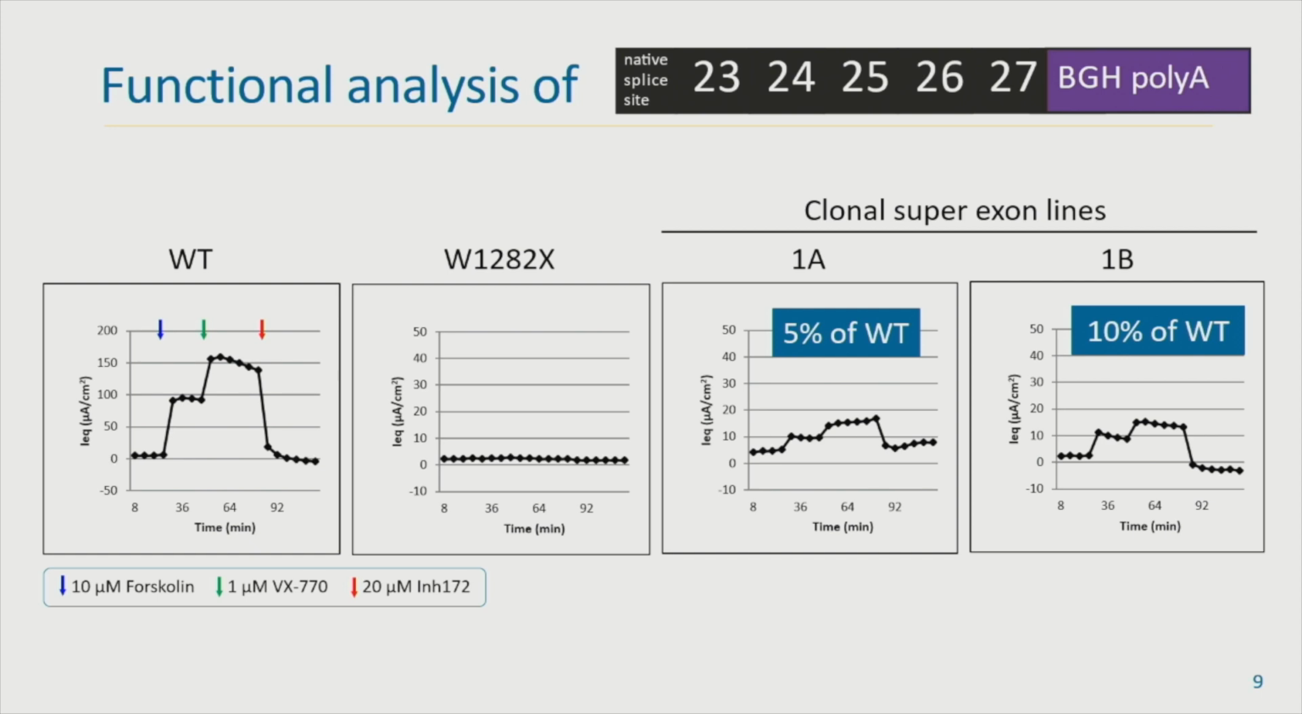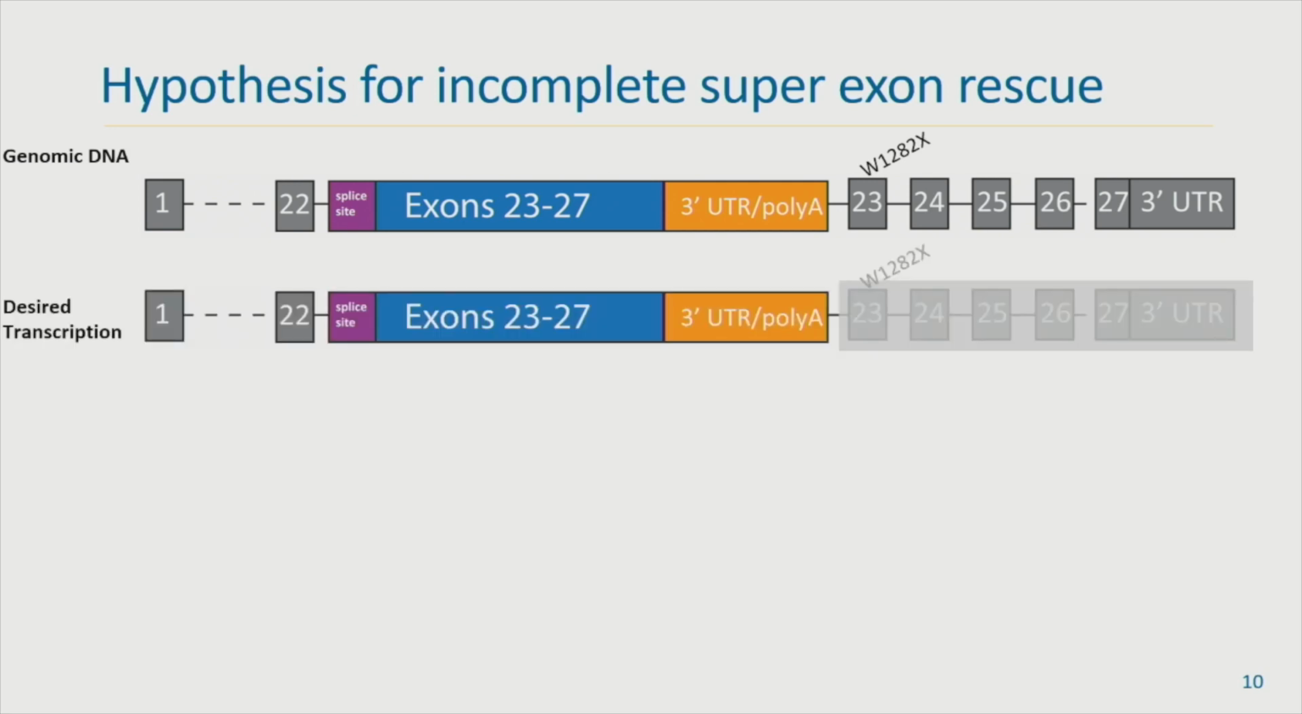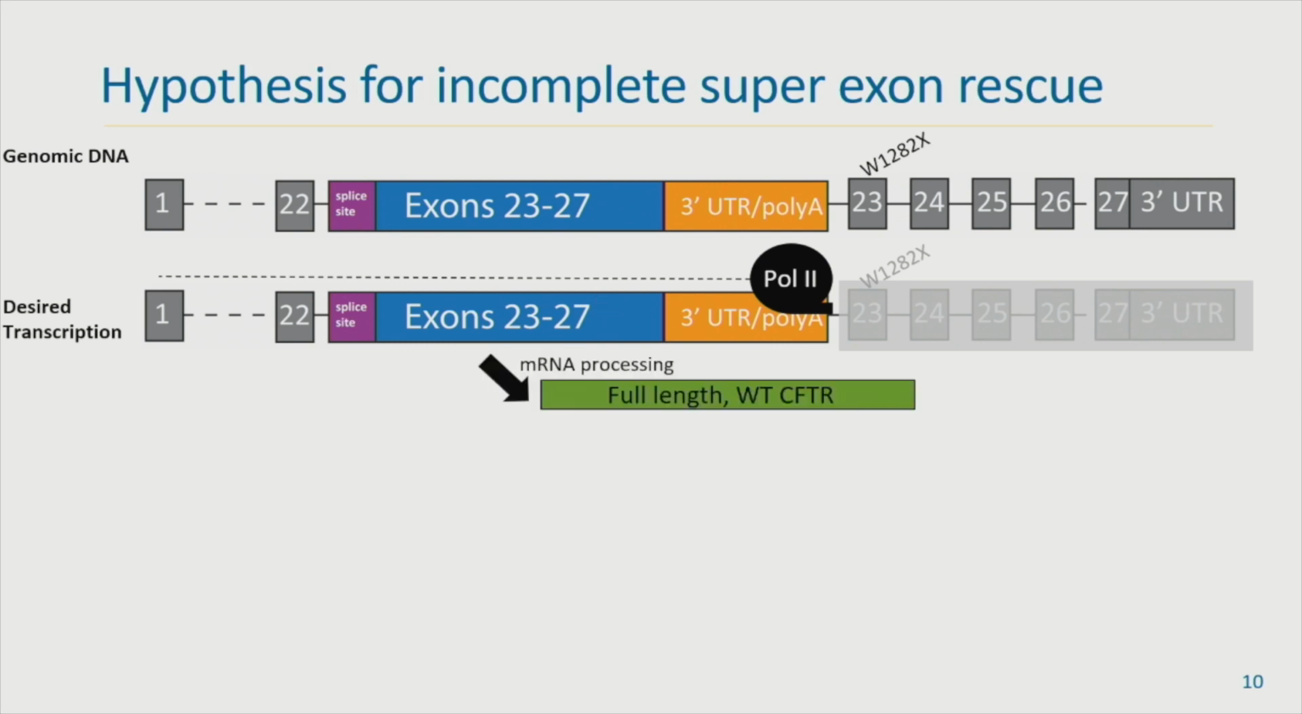So we did some sequencing and other characterization and developed this hypothesis for why we were seeing incomplete superexon rescue. This is what the genomic DNA looks like when a superexon is inserted. Importantly, nothing is actually removed from the genome. The rest of the gene is just pushed downstream when the superexon is inserted. And what we want to have happen is that we want polymerase to transcribe this and for the transcript to be effectively terminated, cleaved, and polyadenylated at the end of the superexon. And after mRNA processing, this will give us full-length wild-type CFTR.